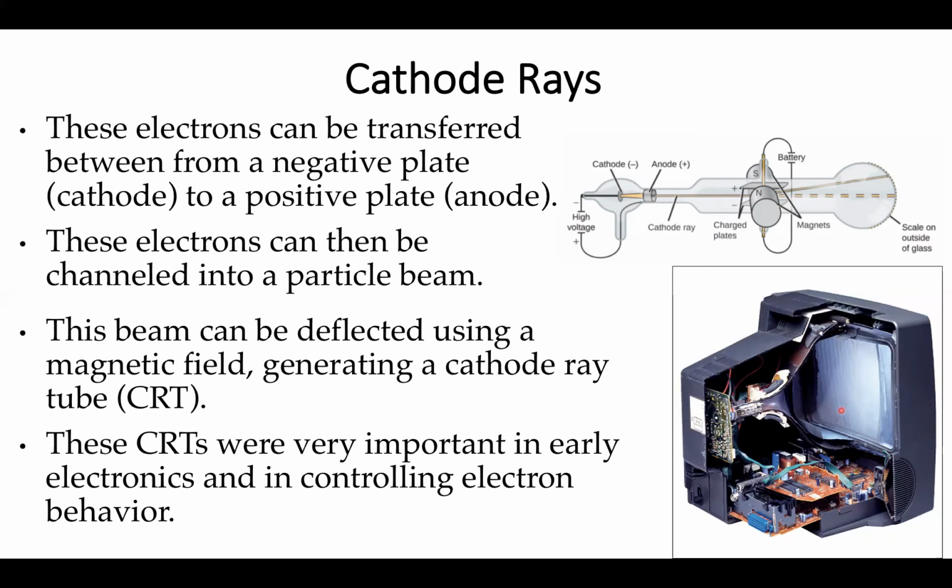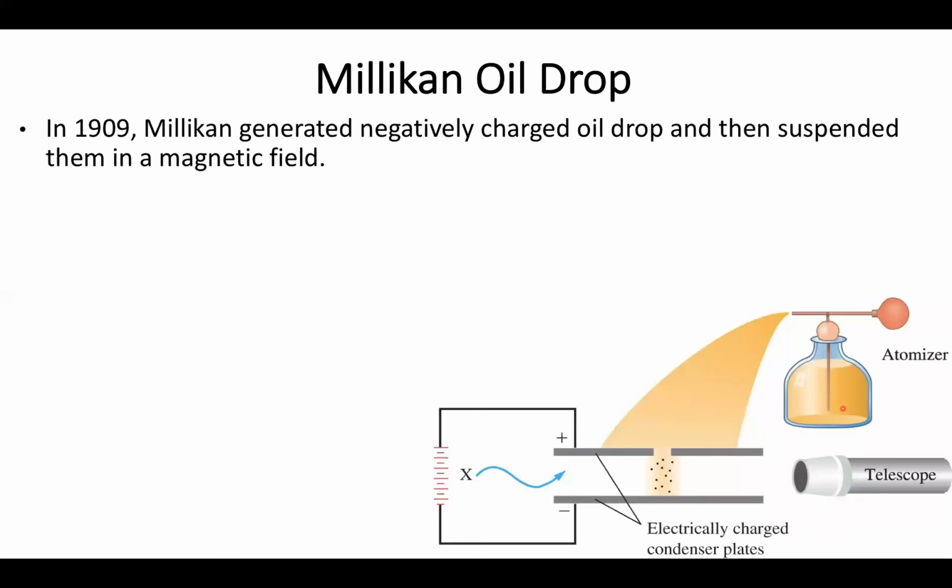A lot of this same science was also used to investigate the properties of an electron. While looking at these properties, one of the other big discoveries was Millikan, who essentially wanted to figure out the mass and charge of a single electron. Now, electrons are very small, so he had to be very careful in doing this.